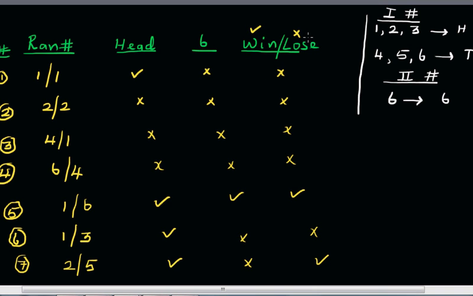So win is yes tick, lose is cross. 2, 2: what does 2, 2 mean? I got a head and I haven't got a 6. 4, 1, again the same result. And if you come to 1, 6, I got a head and a 6. That means I have won the game, and so on. My pen is not working. I wanted to do this for 20 times and see what's the probability of getting $10.